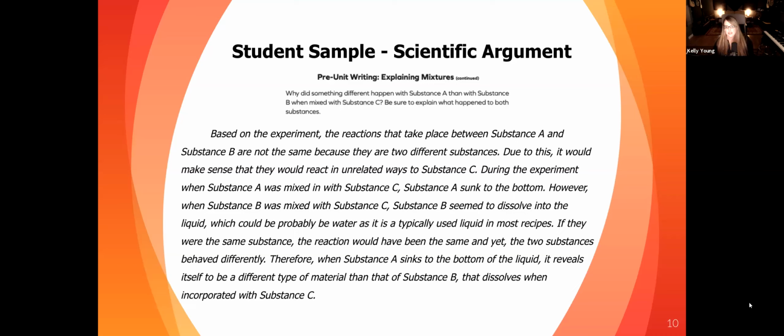Therefore, when substance A sinks to the bottom of the liquid, it reveals itself to be a different type of material than that of substance B, that dissolves when incorporated with substance C.